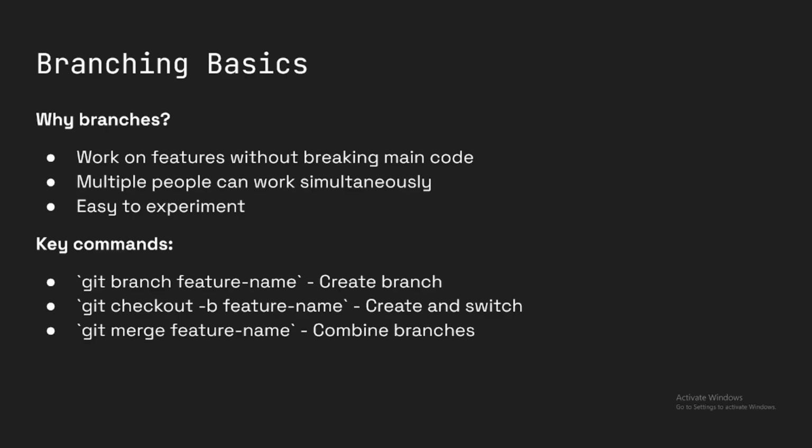Okay, and just some basics on branching. I talked about branches earlier, why you want to use them: so that you can work on features without breaking the main code, and so that multiple people can work simultaneously. It's also easy to experiment with, because you can work locally, make your own branch, and work with that. If you do git branch and then the name of a branch, that creates it. If you do git checkout -b with the name of a branch, you create the branch and automatically switch to it. And if you do git merge with the feature name, it grabs the current branch you're on and merges it with the branch name you provided. So you merge the two.